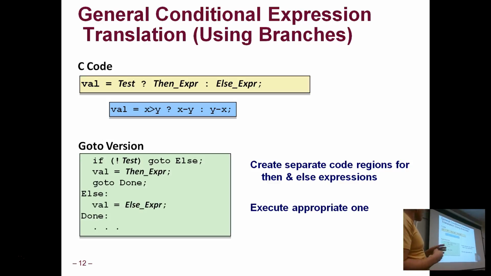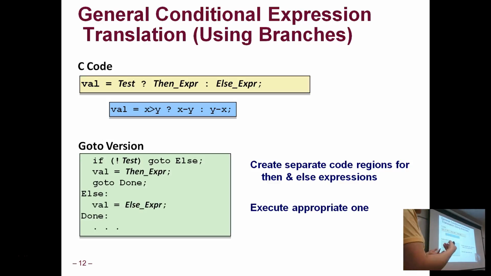So this is the general pattern. You have this value, you're having a test condition, and you're either executing the then or the else. So for example, if x is greater than y, return x minus y. Otherwise, return y minus x. This is the C code.